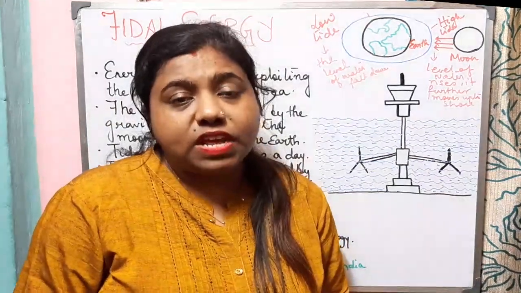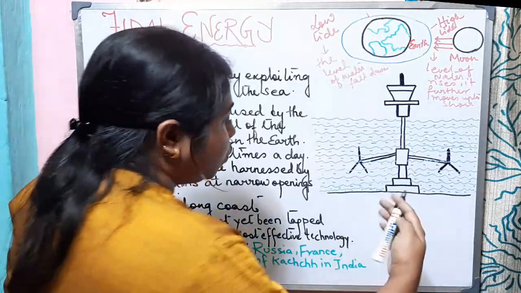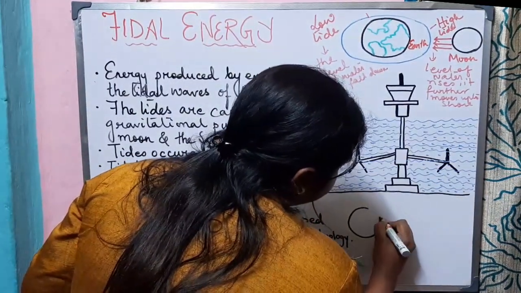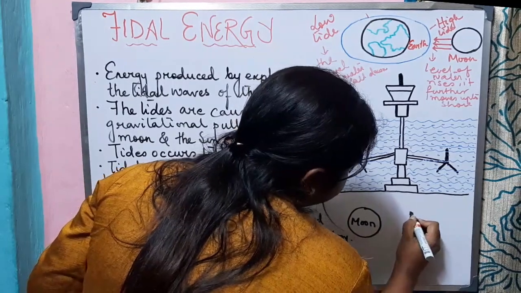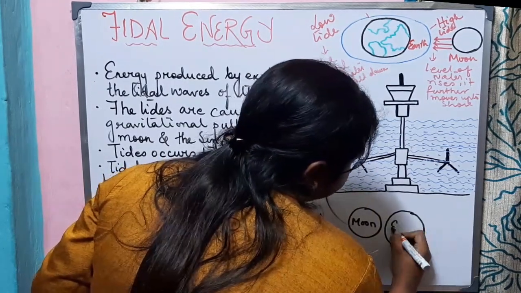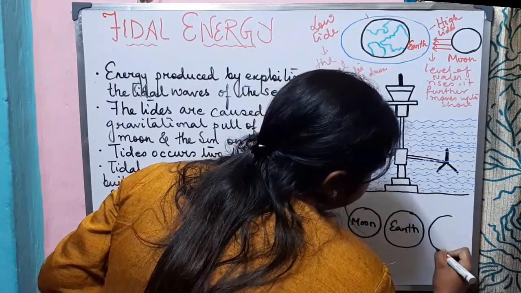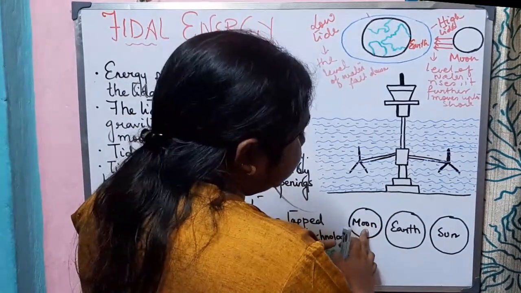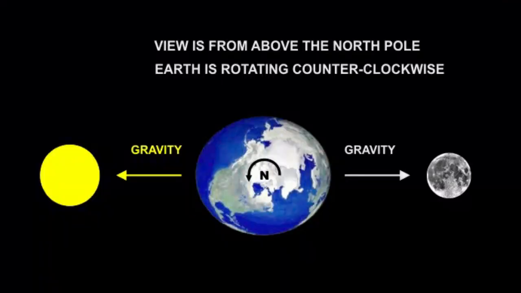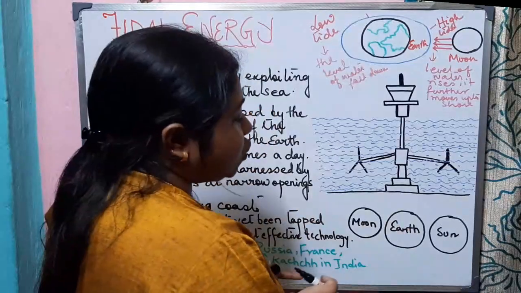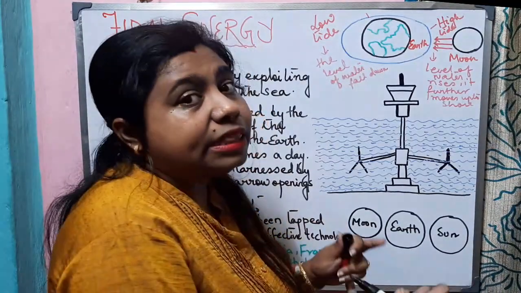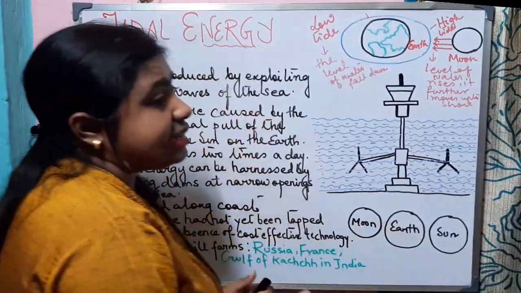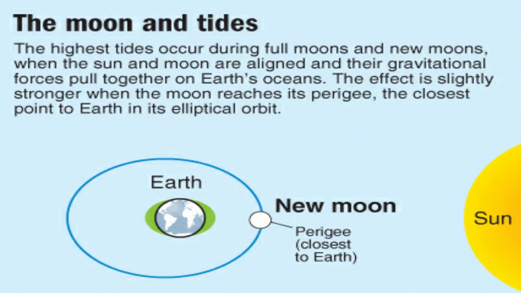Sometimes we have also observed that high tides are higher than usual. Why does this occur? This occurs because sometimes the pull of the moon and the sun act in the same line. That means moon, earth and sun come in a straight line, which especially occurs during the full moon or the new moon. At that time the high tides are higher than usual and the low tides are lower than usual.